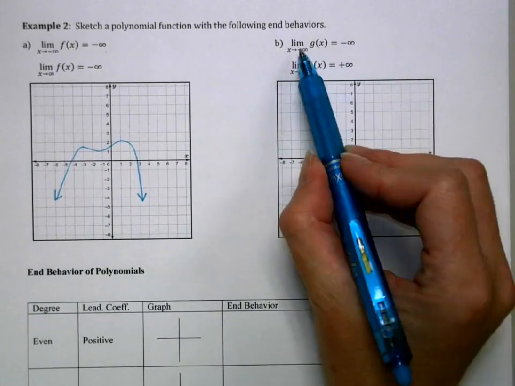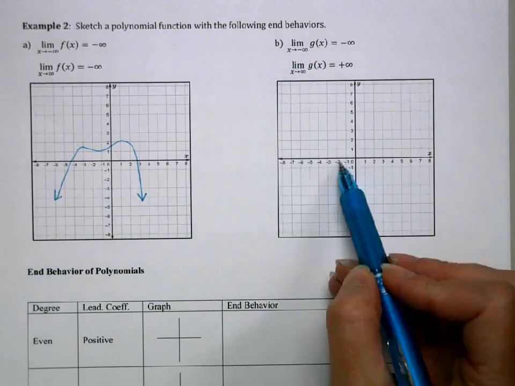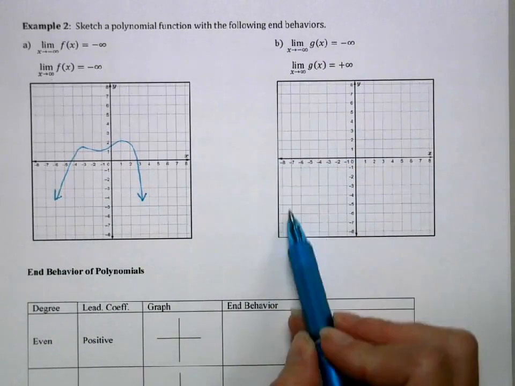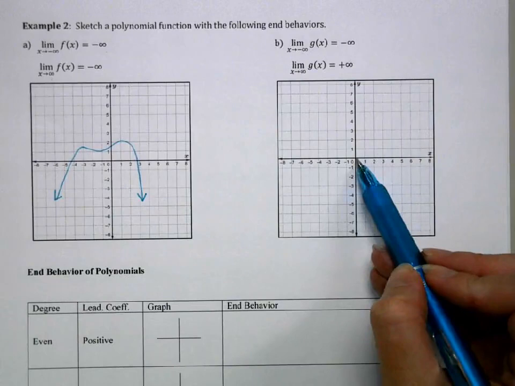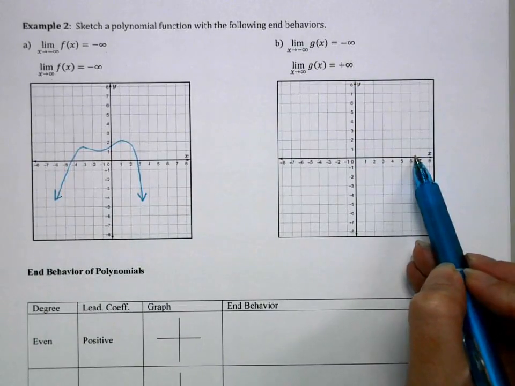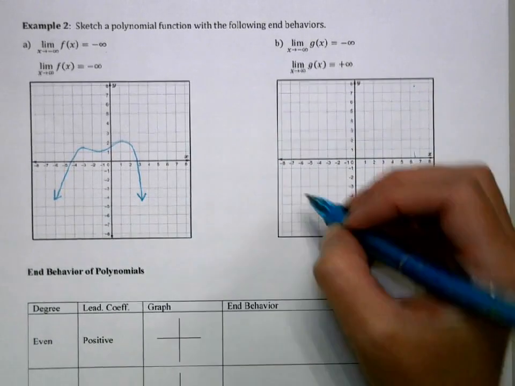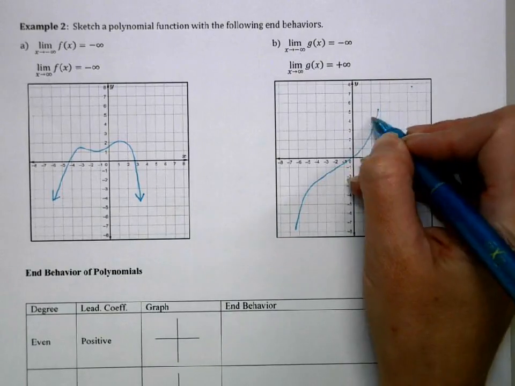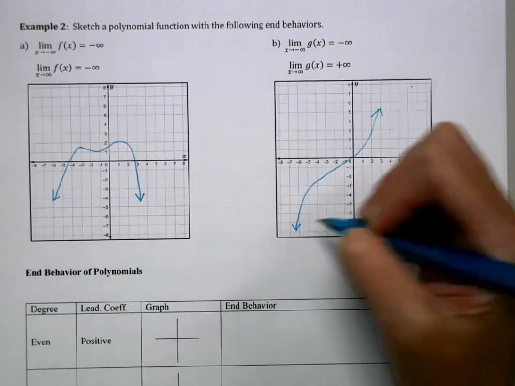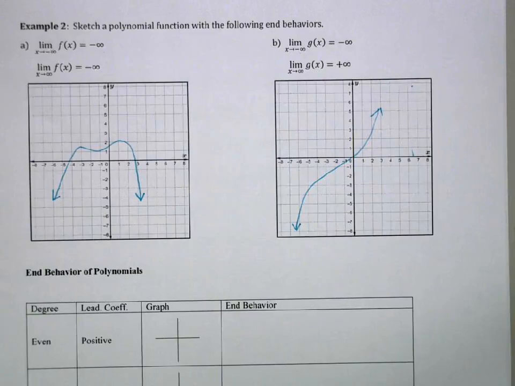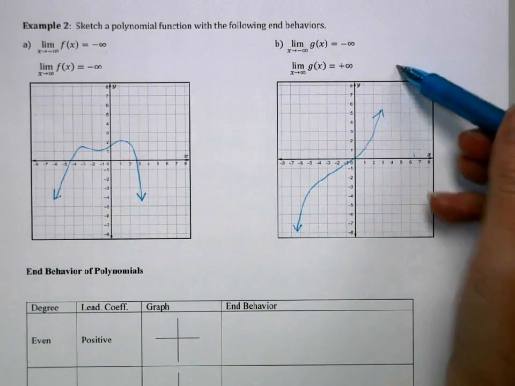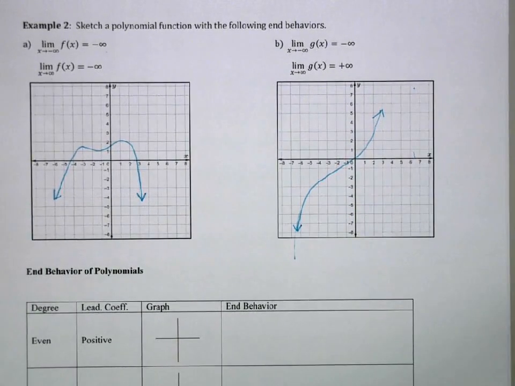Here, as x goes to negative infinity, my graph is going to negative infinity. As I go to positive infinity, my graph is going to positive infinity. So I'm just going to do something like that. You can really draw it however you want, as long as these ones are increasing and these ones are decreasing.